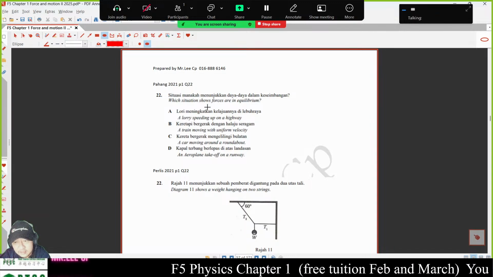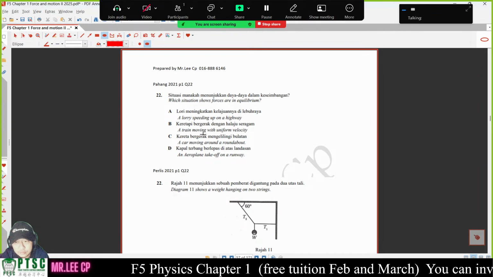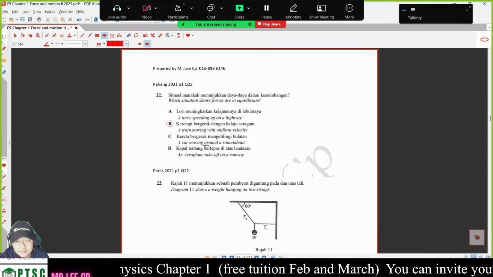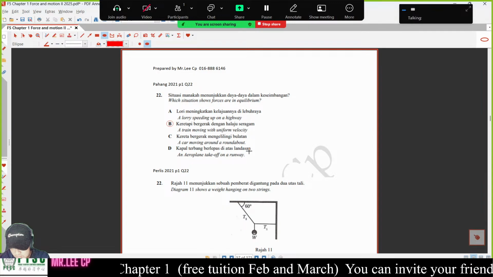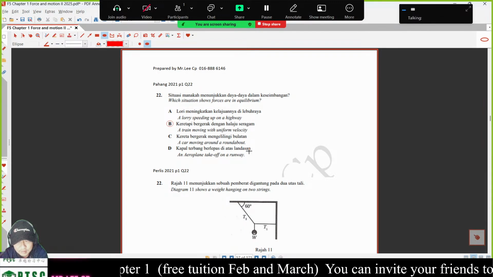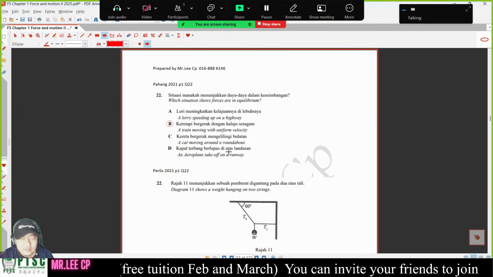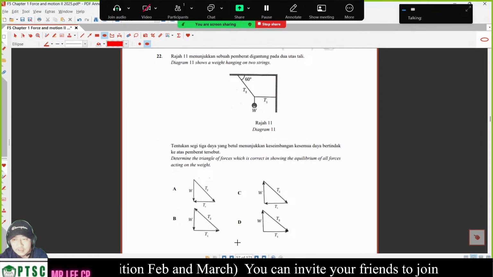Alright. So equilibrium, speeding up, no, right? Moving with uniform velocity, yes, uniform velocity, right? A car moving around a roundabout, I don't know whether there is acceleration. This one has acceleration. Taking off has acceleration. Yeah. So we try to do this.